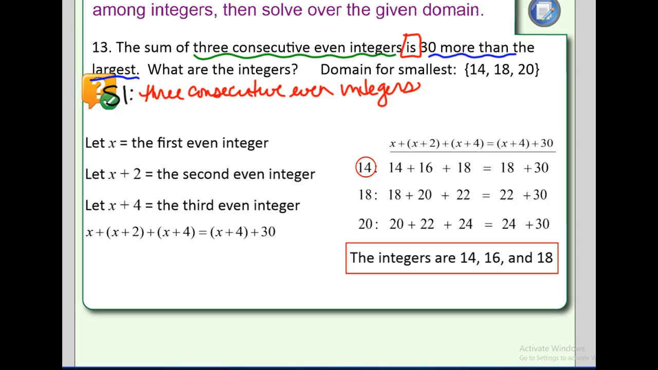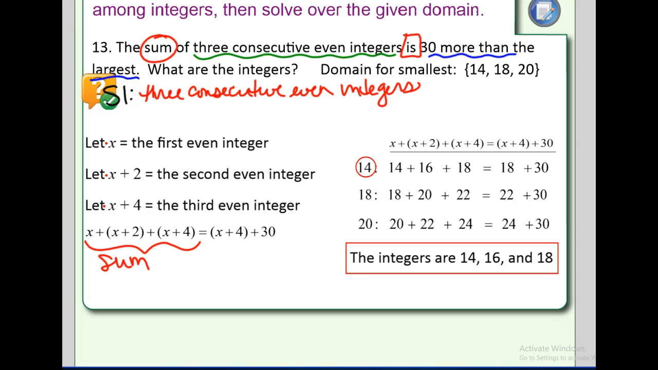Okay, and then x plus 4 is my third integer. All right. So now, here's my equation. Here's where you've really got to pay attention. The sum of 3 consecutive integers. Do you see here's the sum? There's my sum of 3 consecutive integers. I just took all 3 of my let statements and I added them together.